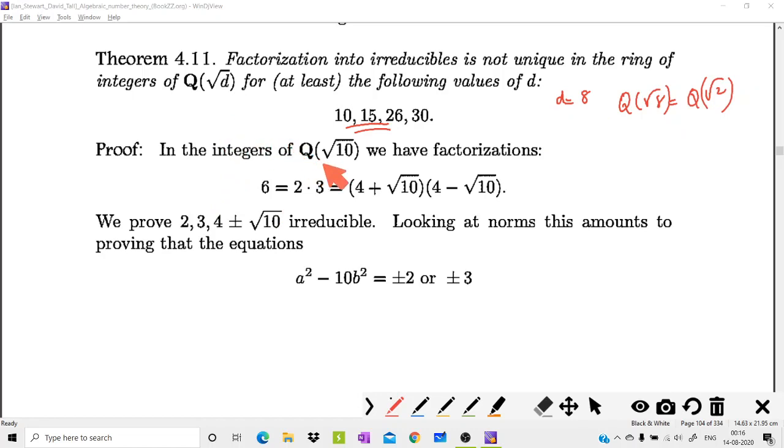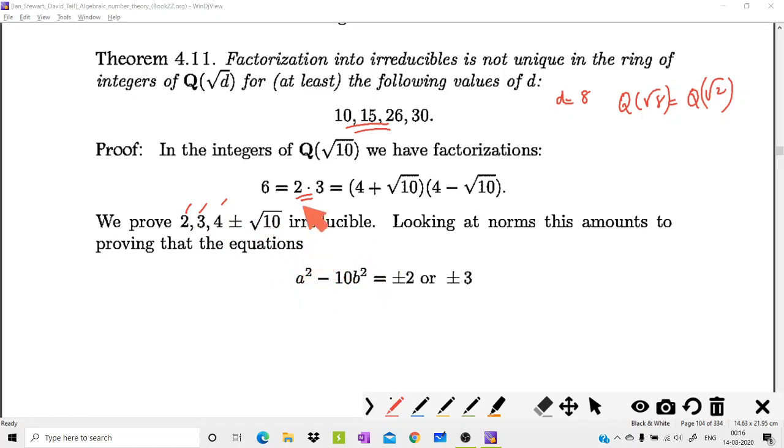Here, if you consider the positive numbers, the ring of integers of Q of root 10 is an example of a non-unique factorization domain. So the different factorizations are 2 into 3 and 4 plus root 10 into 4 minus root 10. So this is 16 minus 10, that is the same as 6. We will prove that 2, 3, and 4 plus or minus root 10 are all irreducibles by looking into the norms of these numbers.